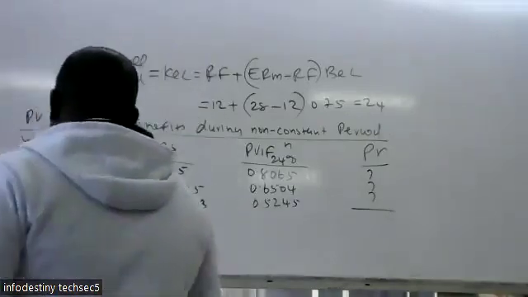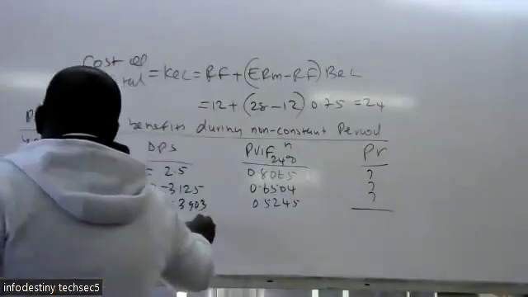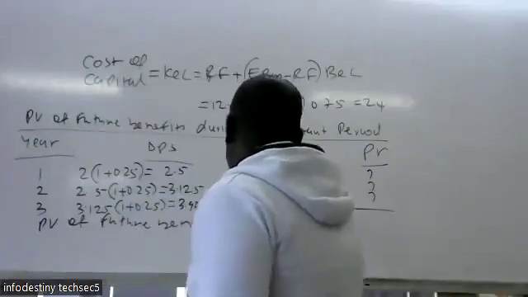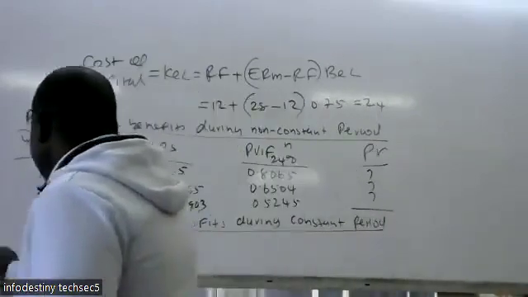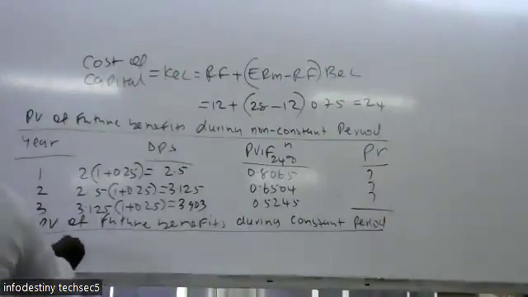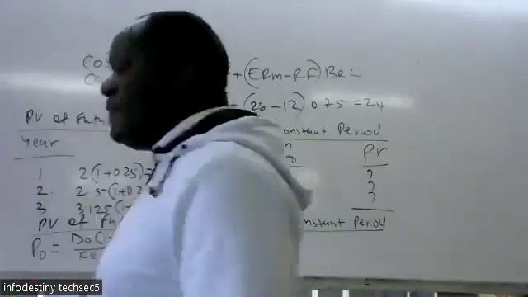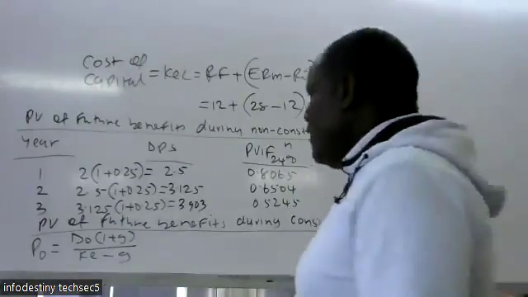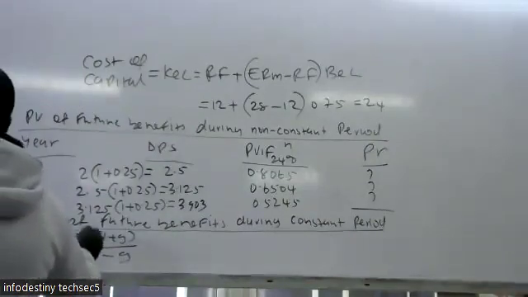We also want to add the present value of the future benefits during the constant period. So during the constant period, it is P0. Our P0 is the same as year 3.